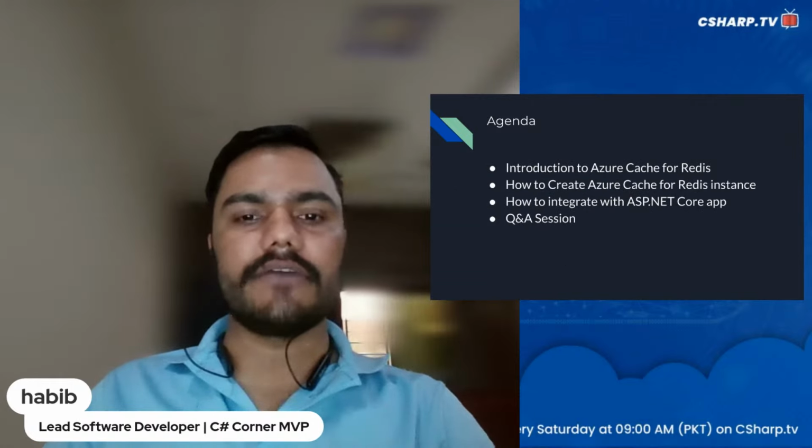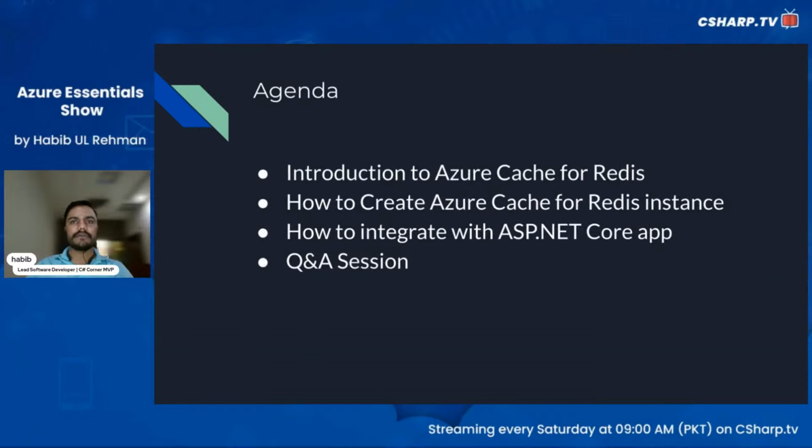This is the agenda of our session. First of all, we will talk about Azure Cache for Redis, and then we will talk about a few key concepts of Azure Cache for Redis. What is Azure Cache? What is Redis? And then we will go to the Azure portal where we will create an Azure Cache for Redis instance, and then we will integrate that into an ASP.NET Core application. And at the end, we will have a Q&A session.